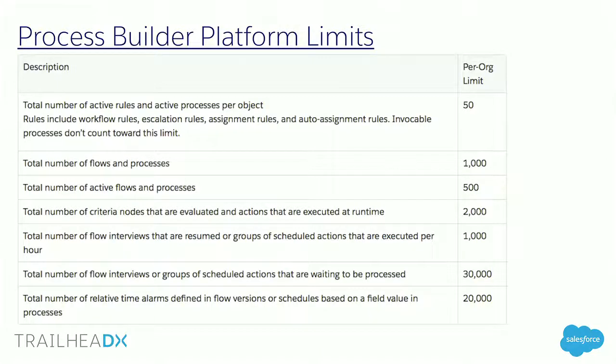So I won't labor too long on platform limits around Process Builder. A couple of key ones to think about though: the number of active rules plus processes on a given object, the number of flows plus processes total, active total, and criteria node limits executed at runtime. Again, some pretty lofty limits towards the bottom of this page, but a handful towards the top that are worth thinking about.